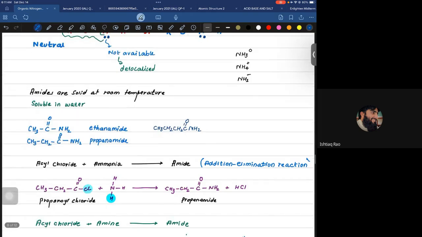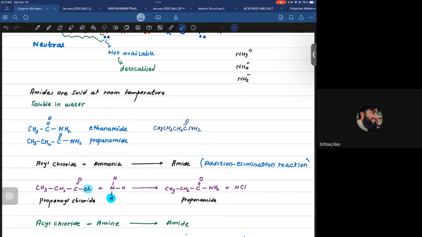So I want to prepare amide. It's a general reaction. Whenever you react your acyl chloride with ammonia, you would get amide. This is an addition elimination reaction. In this, both addition and elimination are happening.